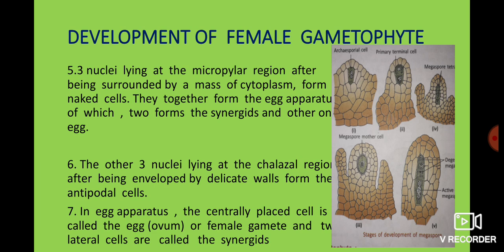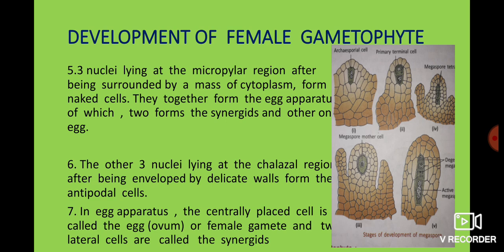Three nuclei lying at the micropylar region, after being surrounded by a mass of cytoplasm, form naked cells. They together form the egg apparatus, of which two form the synergids and the other one the egg. So what they are trying to say is that 3 nuclei are left, because two already came and fused. Now the 3 nuclei lying in the micropylar region, surrounded by cytoplasm, generally form a naked type of cell. They together form the egg apparatus, because individually they do not have that capability, to form the synergids and the egg.